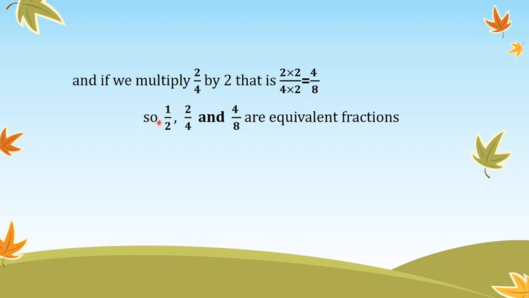Yes, so we can say 1 by 2 multiplied by 2, numerator and denominator, gives you the fraction 2 by 4 for the pizza eaten by the first friend, into 2 again, numerator and denominator, gives you the fraction 4 by 8. They all are equivalent fractions because they all are giving you the same value. They are all multiplied by 2 only. So 1 by 2, 2 by 4 and 4 by 8 are equivalent fractions.